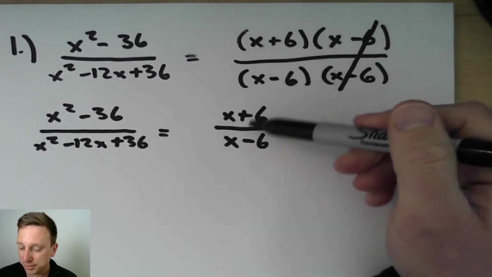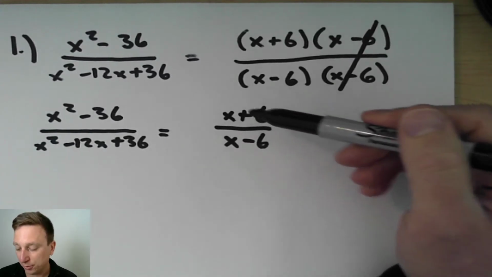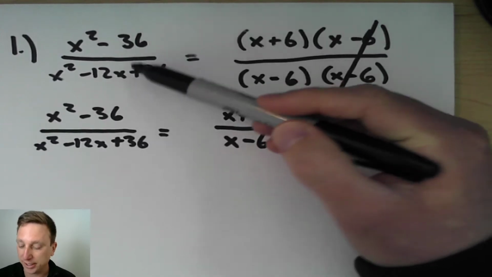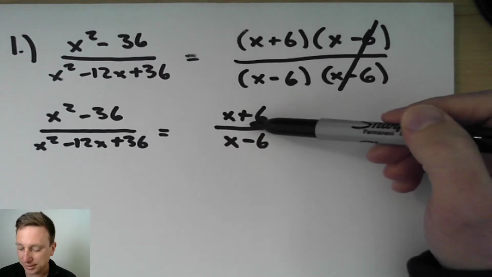I can substitute numbers in for x, say like 4. I can put 4 in. This is 10 over negative 2. It's a lot quicker than putting 4 into this and realizing, well, I have to work through it and get to the same problem.